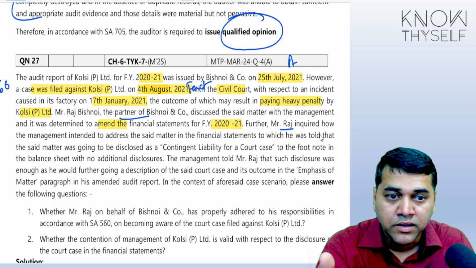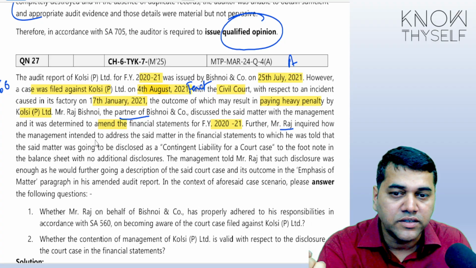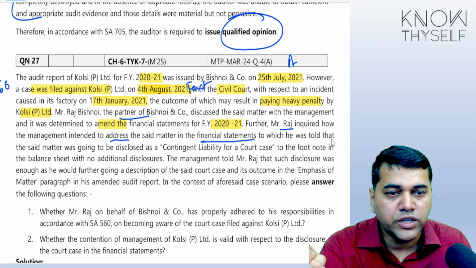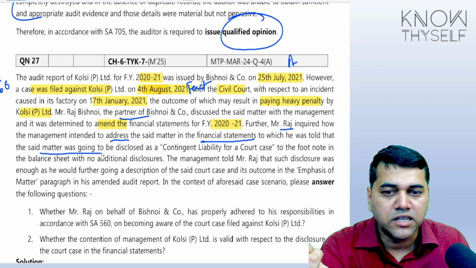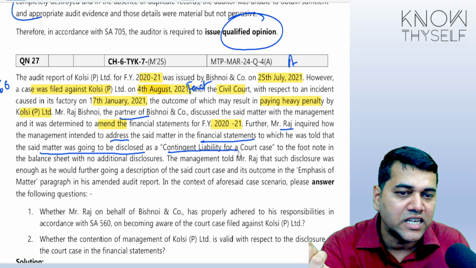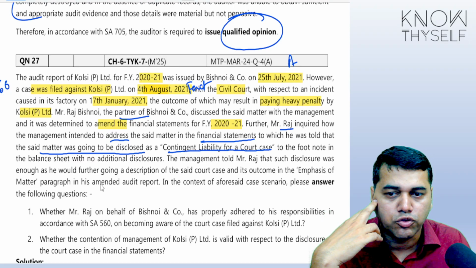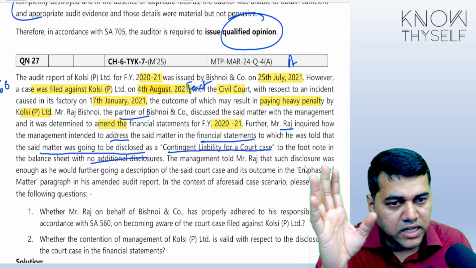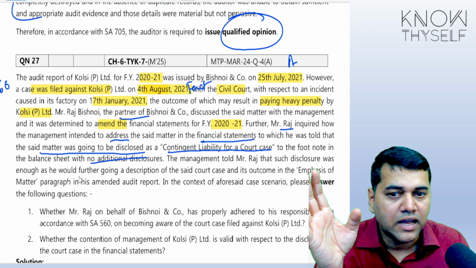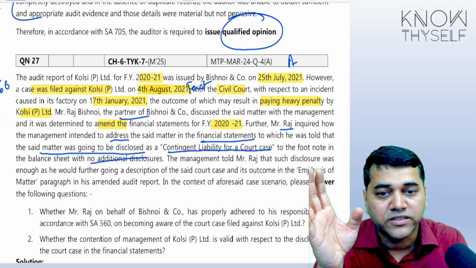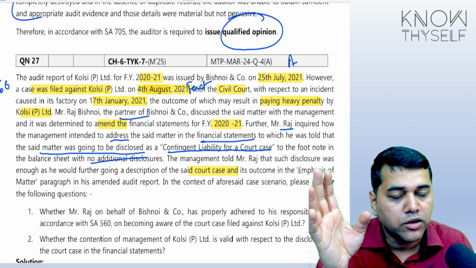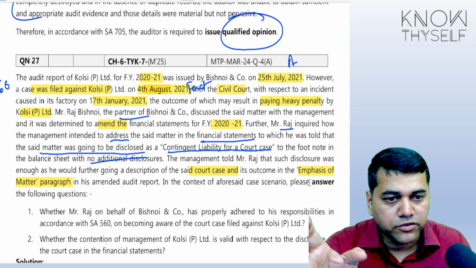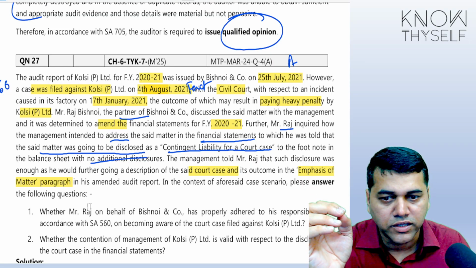Please understand. Now, Raj inquired whether the management intends to address the said matter in the financial statements, to which he was told that the matter was going to be disclosed as a contingent liability for the court case in the footnote with no additional disclosures. The management told Raj that such a disclosure was enough, as he would further describe it as an outcome in the emphasis of matter. So, in the context of the aforesaid scenario, answer the following.